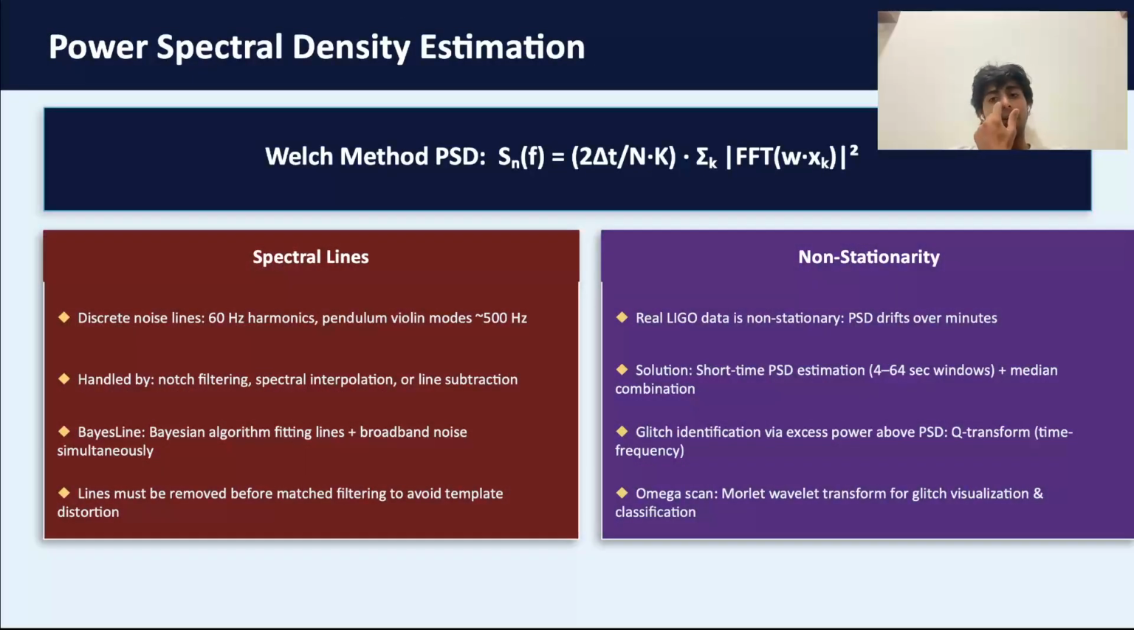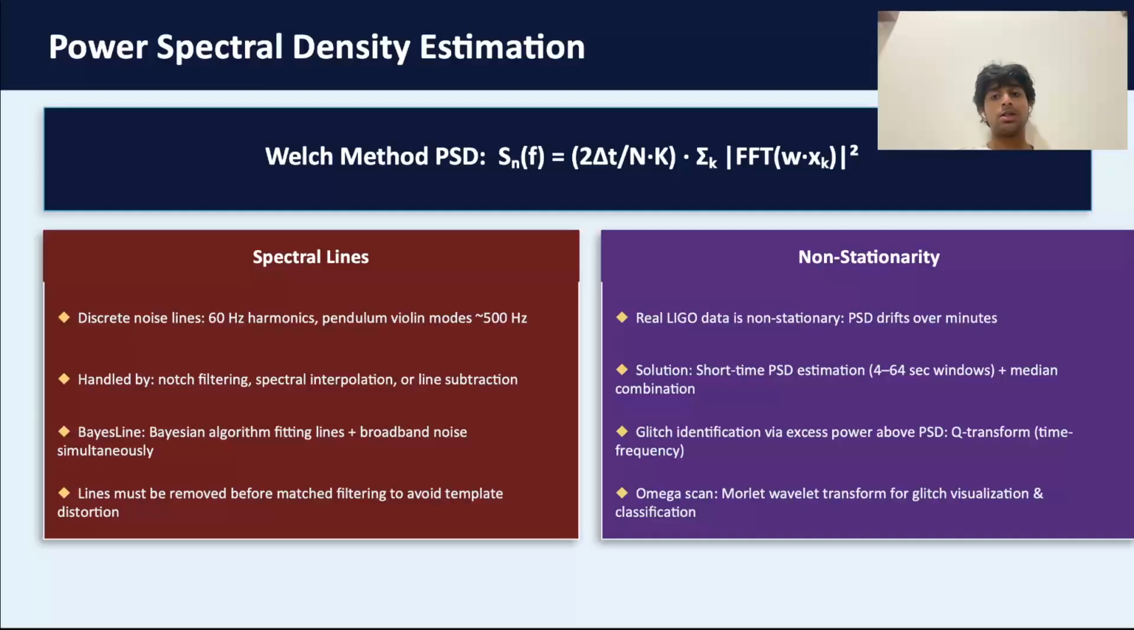Now, everything in matched filtering depends on knowing the noise PSD accurately. If your noise model is wrong, your SNR values are wrong. Hence, your detection thresholds are wrong, and your entire science is wrong. But LIGO's noise is non-stationary. It drifts over minutes as beam alignments shift, thermal states evolve, and environmental conditions change. So you need a noise estimate that updates continuously.